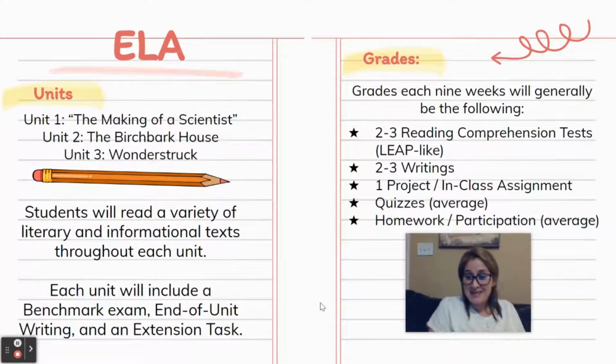So that's basically it. That's the overview of ELA. If you have any questions about this, if you ever have questions for me about anything, send me an email, reach out to me through Remind. I'm always available and want to be available for anything that you possibly need. So just let me know if there's anything I can do.